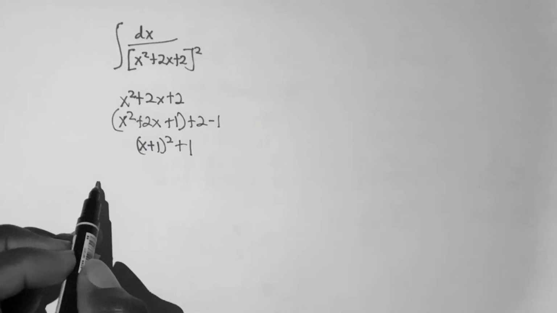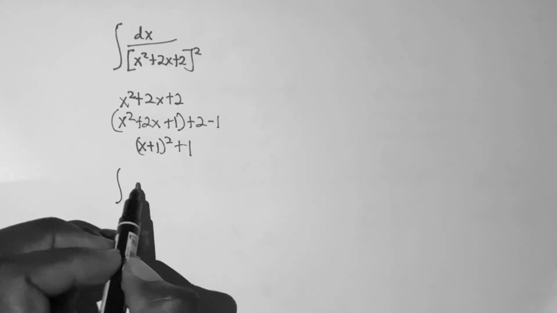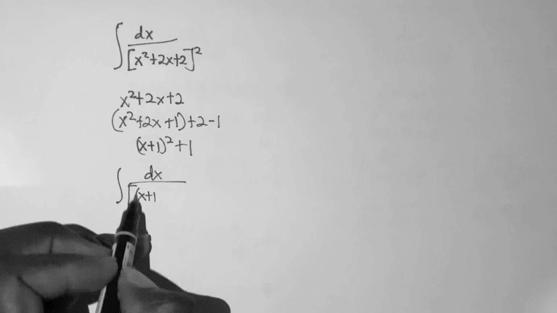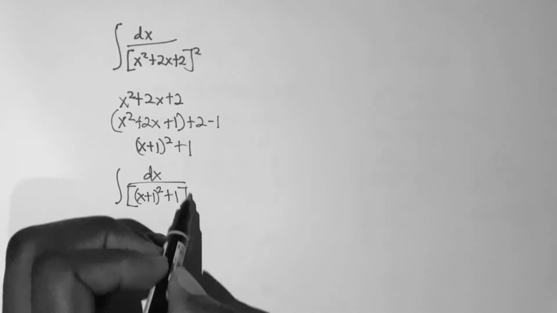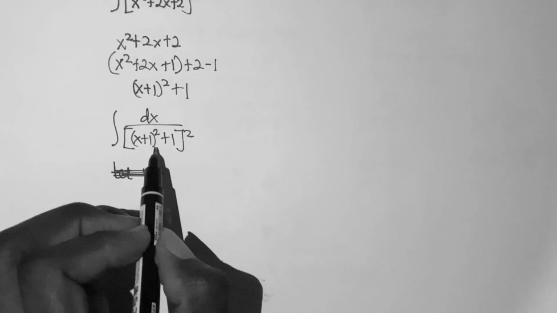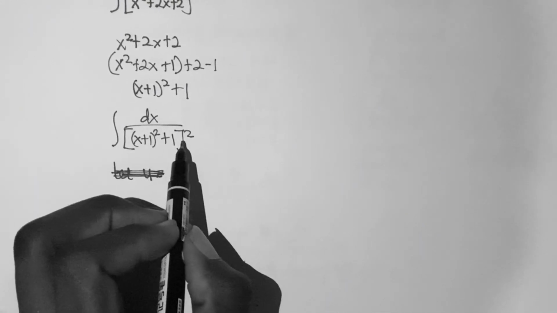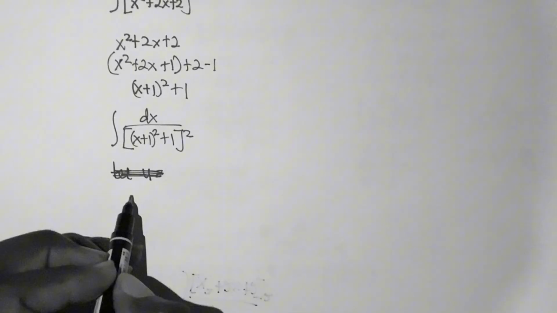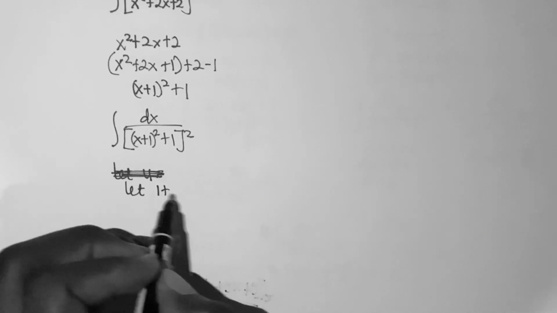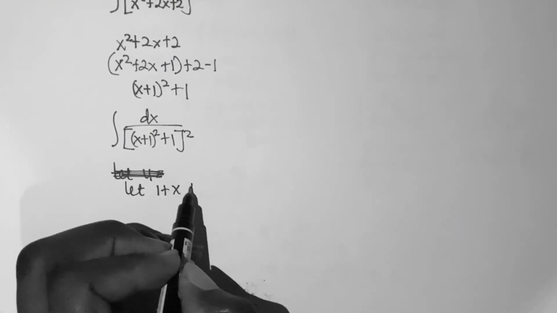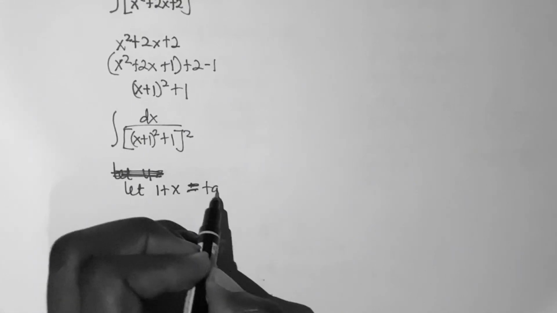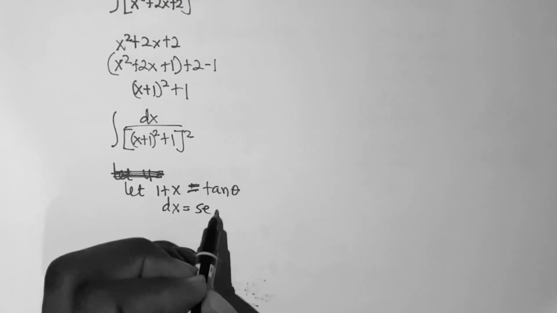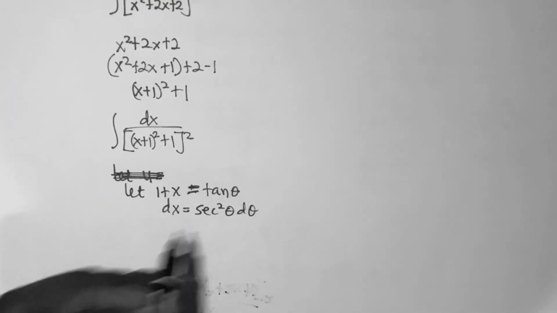So this integral becomes the integral of dx divided by, into brackets, x plus 1 all squared plus 1 all squared. You see that 1 plus tan squared theta is sec squared theta. So what we need to do is to let 1 plus x be equal to tan theta. So it means that dx is equal to sec squared theta d theta.